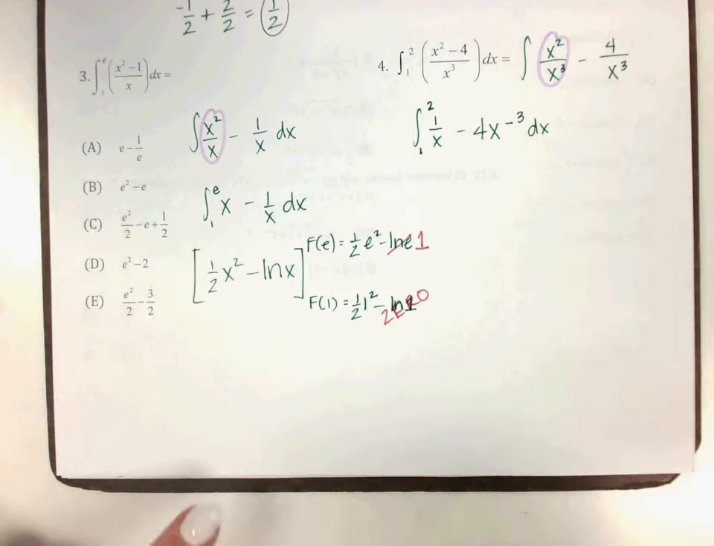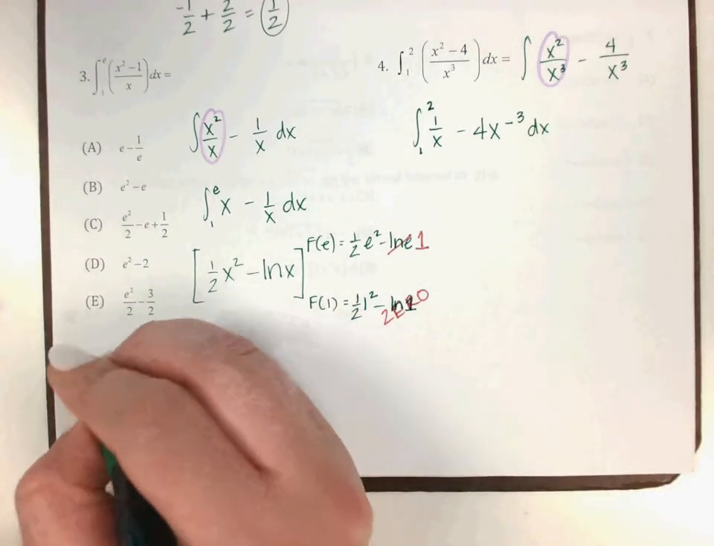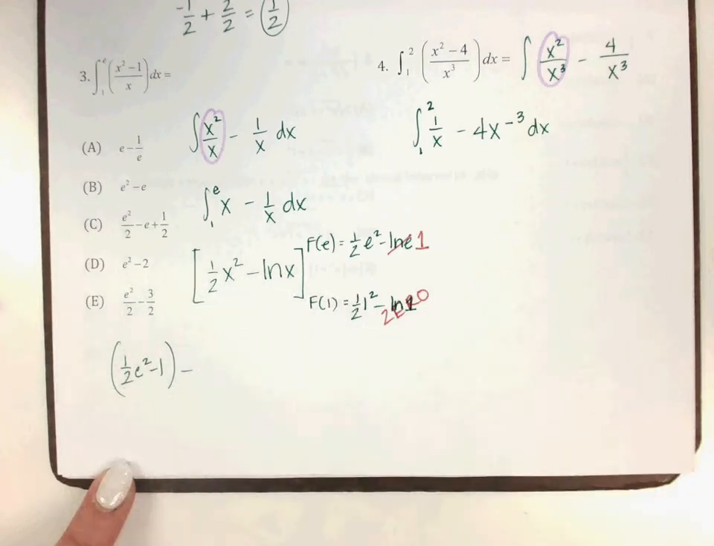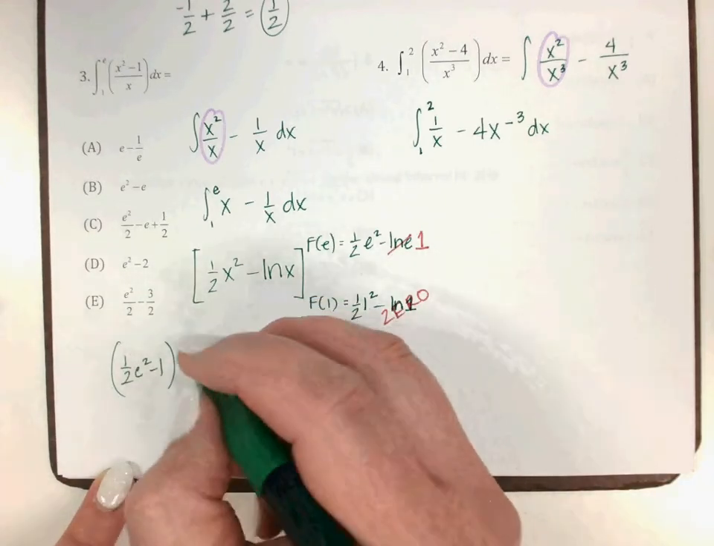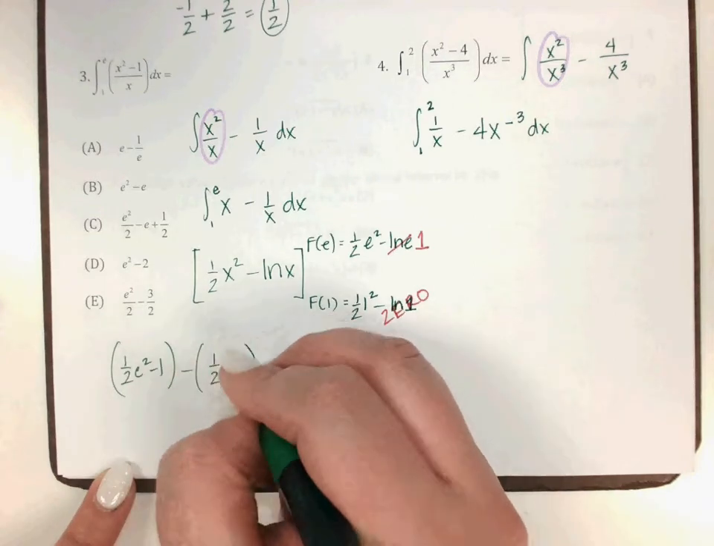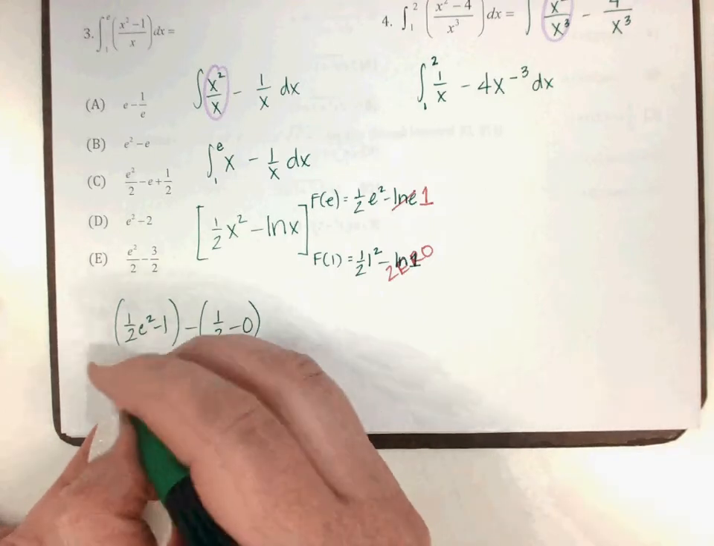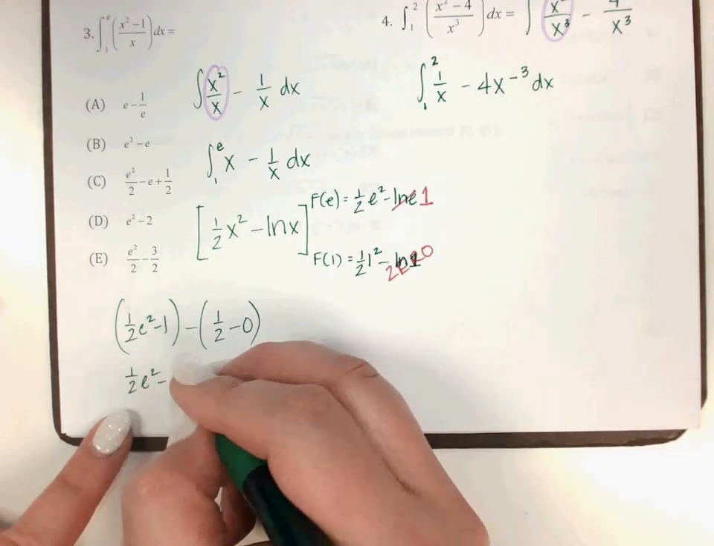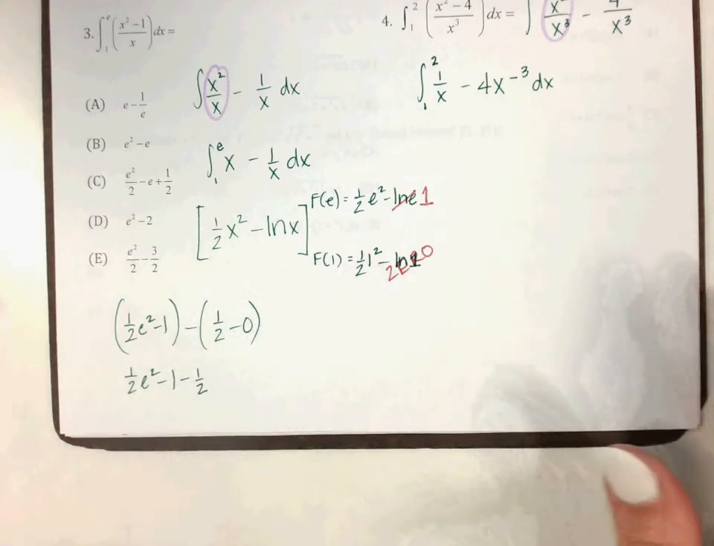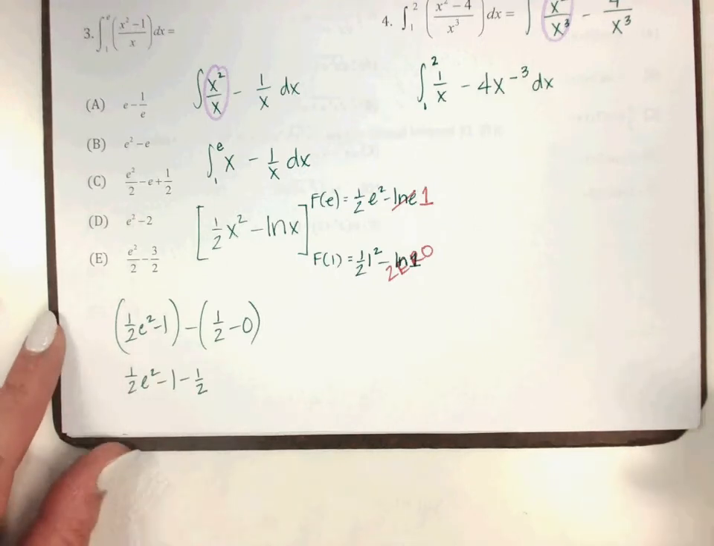So on the top, I have a half e squared minus 1 minus. And then on bottom, I have a half of 1 squared. Well, that's just a half minus 0. So I have a half e squared minus 1, and then minus another half. Which one of those will be correct? Which one's equivalent?